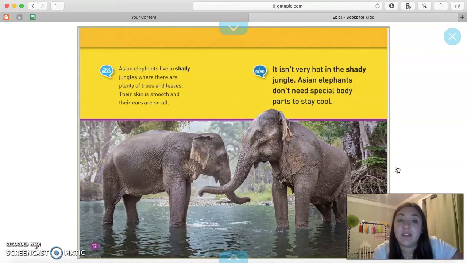Asian elephants live in shady jungles where there are plenty of trees, leaves. Their skin is smooth and their ears are small. It's very hot in the shady jungle. Asian elephants don't need special body parts to stay cool. So again, here are some bolded words and some real photographs.